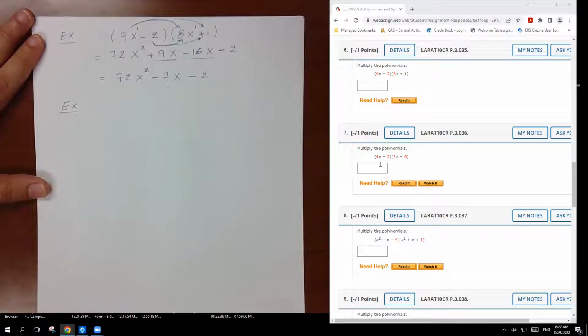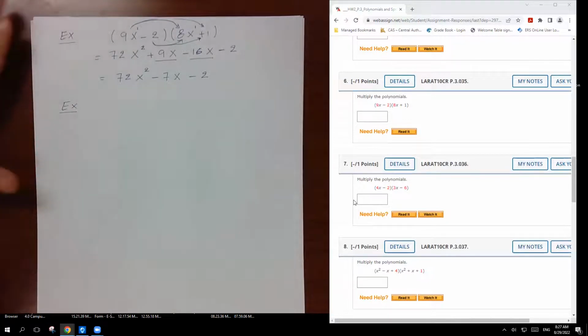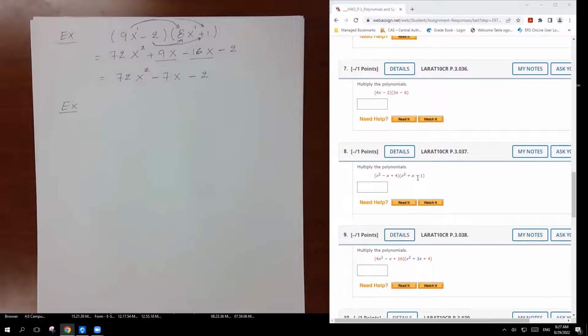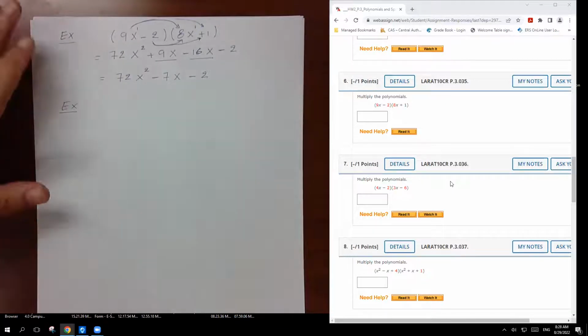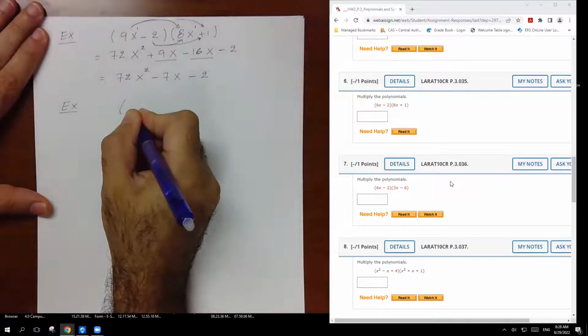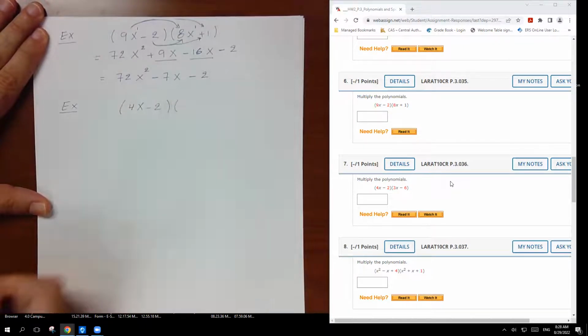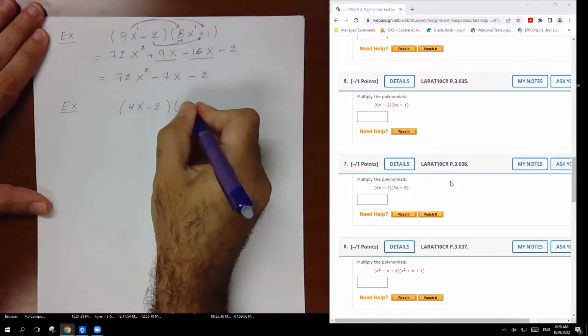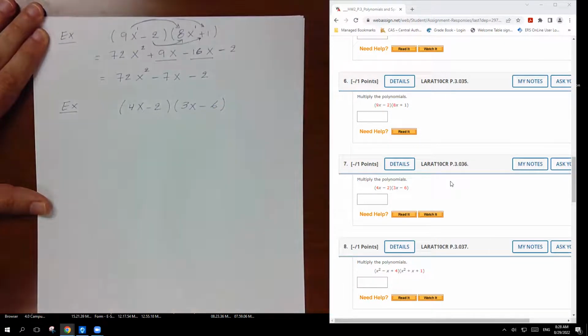There's another question we're going to solve. This is the same thing. Let's do this one. I multiply 4x minus 2 times 3x minus 6. So we're going to do exactly the same thing.